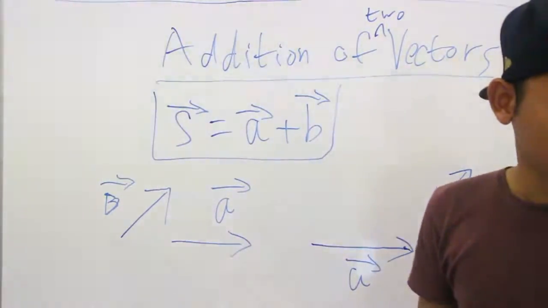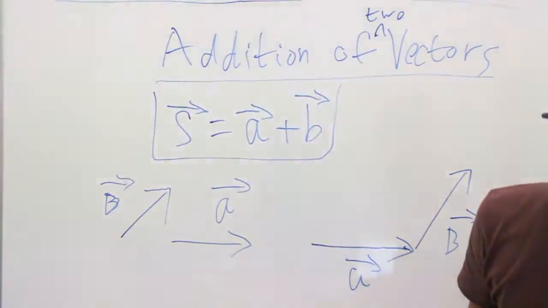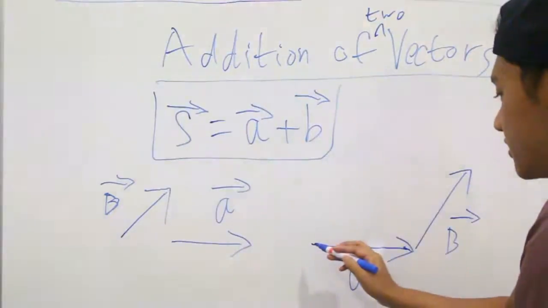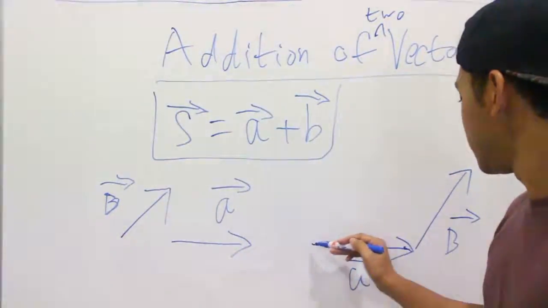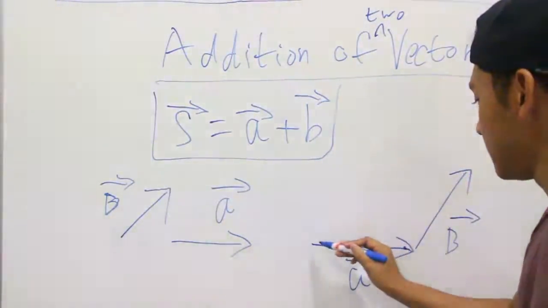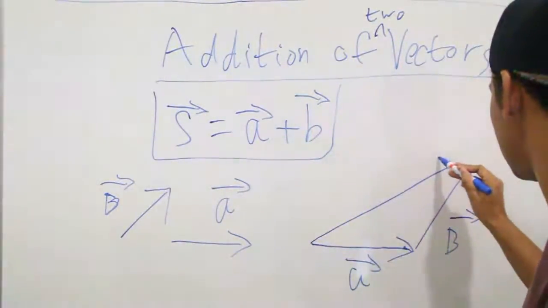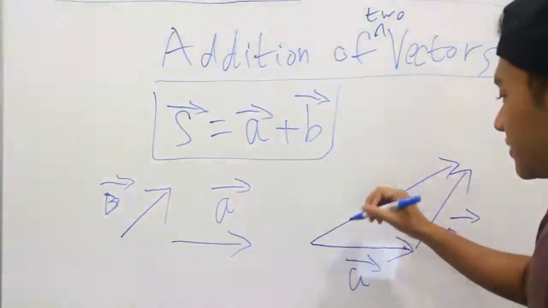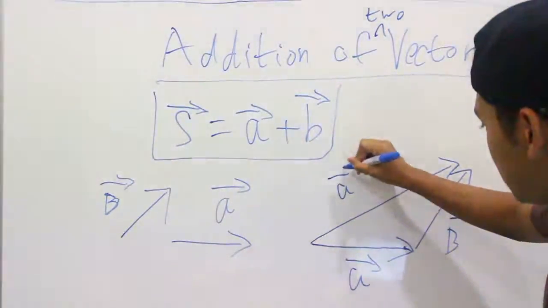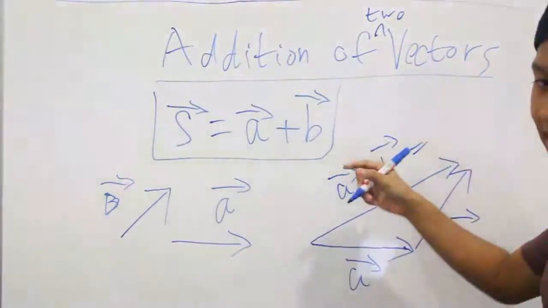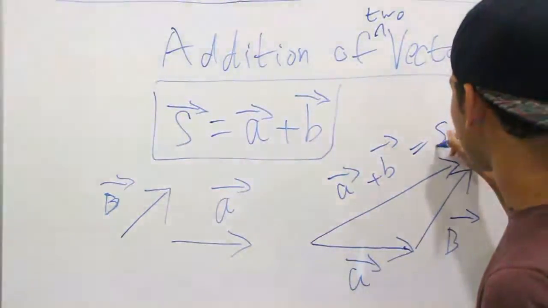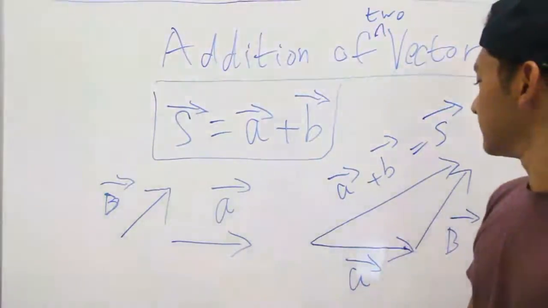Now the resultant of the vector is you draw another line from the tail of the first vector to the head of the second vector. This is the resultant, or the sum of vector A plus B, also known as, in this case, the vector S.